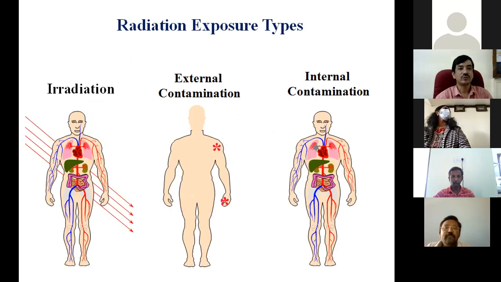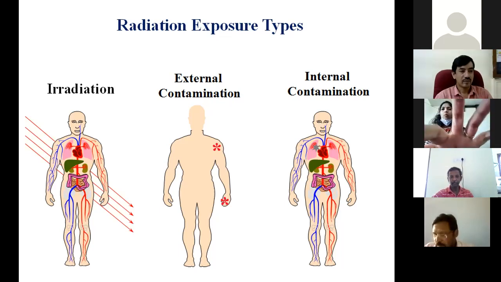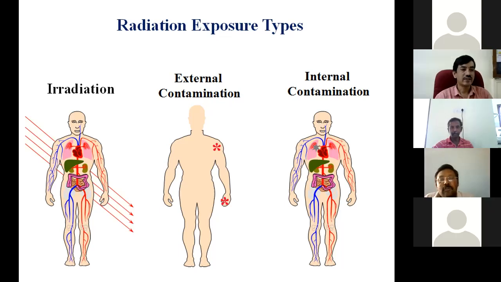We are all exposed to radiations from natural and also man-made sources. We call this exposure irradiation when the radiations are emitted from outside the body, like gamma radiations irradiating our body. And also external contamination, when we are handling materials which contain trace amounts of radioactive elements.